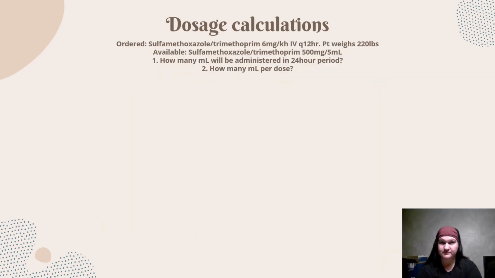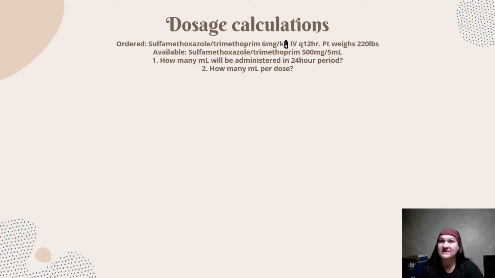Moving on. Okay, here we go. This is kind of one of those weird ones like I was talking about. Sulfamethoxazole, trimethoprim, 6 milligrams per, oh my gosh, it's a typo. I didn't fix it. That's supposed to be a G, guys. Sorry. Look, I fixed it, kind of. It just looks like an 8. Okay, 6 milligrams per kilogram IV every 12 hours.